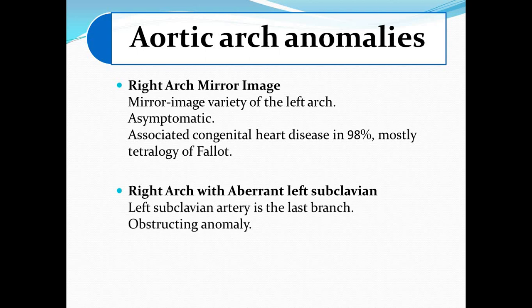Other anomalies of the aortic arch include the right arch mirror image. In this case, the aortic arch is on the right side, but it has the same structures that it should have if it is in the left side. That's why it's called mirror image. This is usually asymptomatic, and it is associated with congenital heart disease in 98% of cases, which means that when you see right aortic arch, you have to look for other anomalies, because it's always common with the other congenital heart diseases, mostly the tetralogy of Fallot.